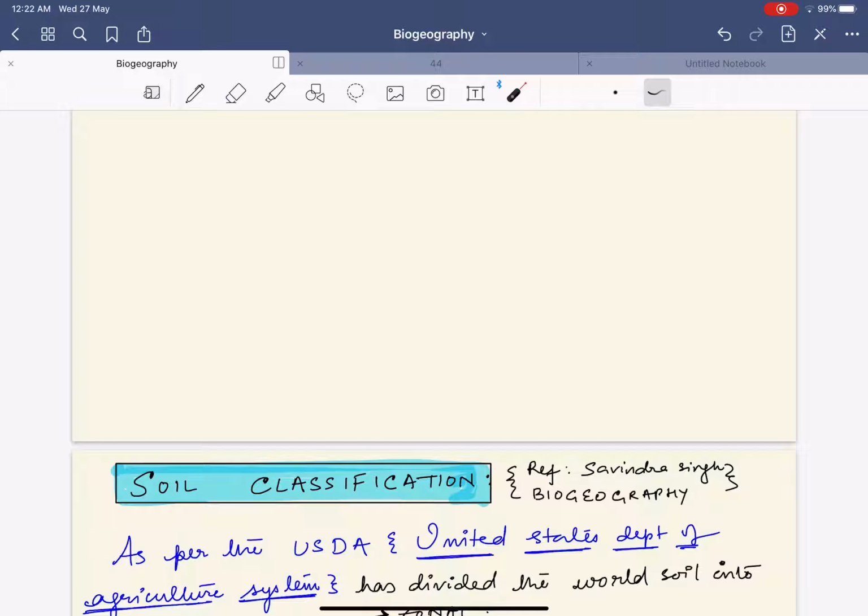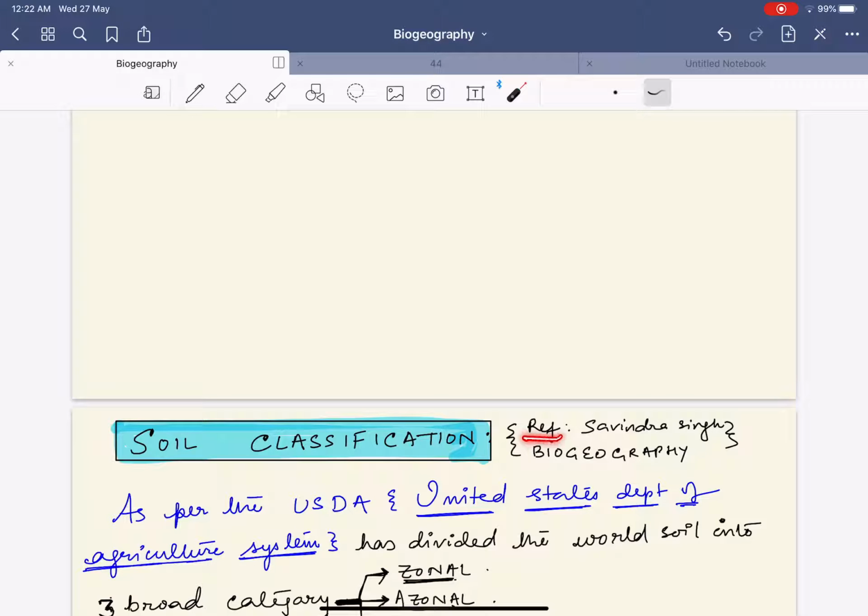Now, for this, the reference book that I have taken is Savinder Singh's Biogeography. This is an individual book, and from this I have made the basic notes.